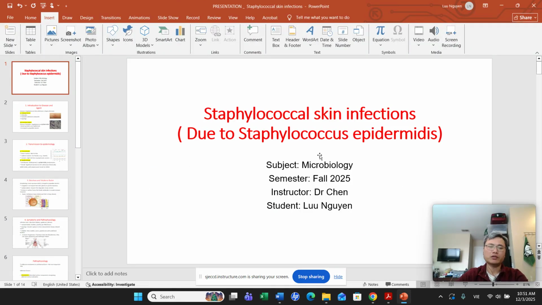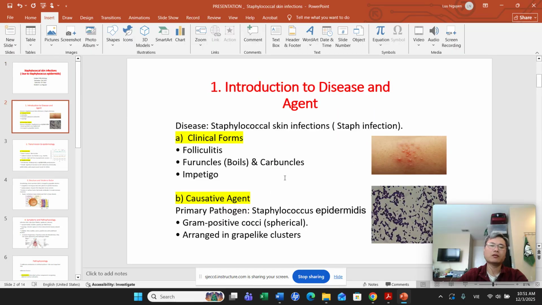Hello everyone. Today I'll introduce you to Staphylococcal skin infections due to Staphylococcus epidermidis. First, about the disease and agents. We can call this disease staph infections.